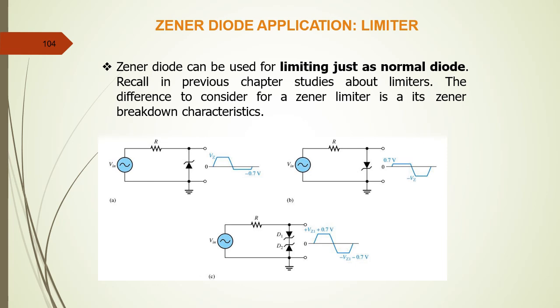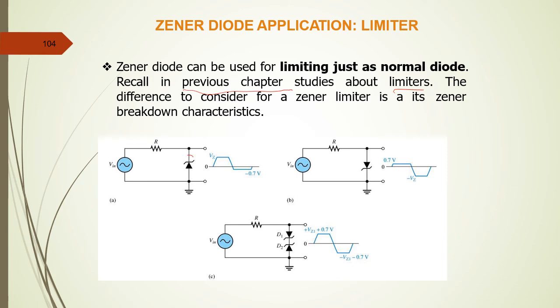Okay, another application is as a limiter. Zener diode can be used for limiting just as a normal diode. So you have to recall the previous chapter about limiters. In terms of Zener diodes also, the primary difference to consider for a Zener limiter is the Zener breakdown characteristic.